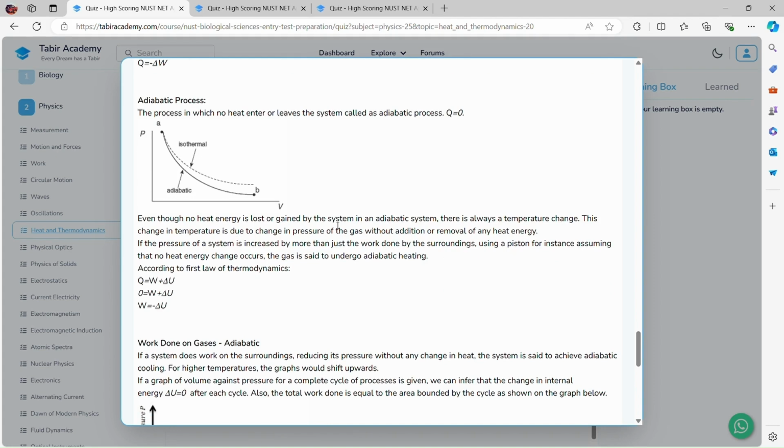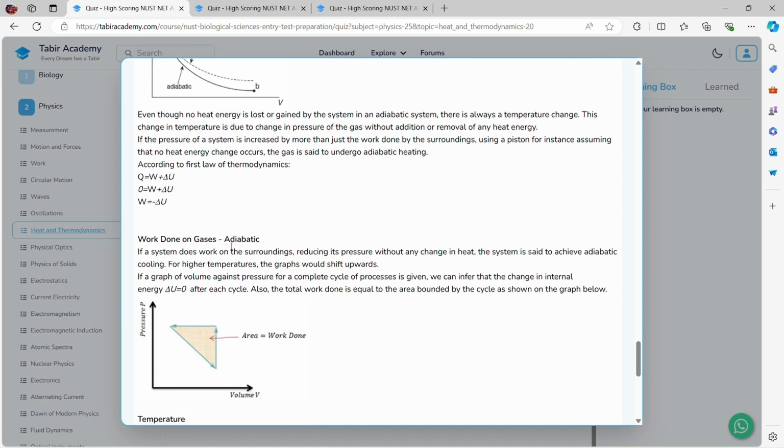Even though no heat energy is lost or gained by the system in an adiabatic process, there is always a temperature change. This change in temperature is due to change in pressure of the gas without addition or removal of any heat energy. If the pressure of a system is increased by more than just the work done by the surroundings, using a piston for instance, assuming that no heat energy change occurs, the gas is said to undergo adiabatic heating. According to the first law of thermodynamics, Q equals W plus delta U. 0 equals W plus delta U. W equals negative delta U.